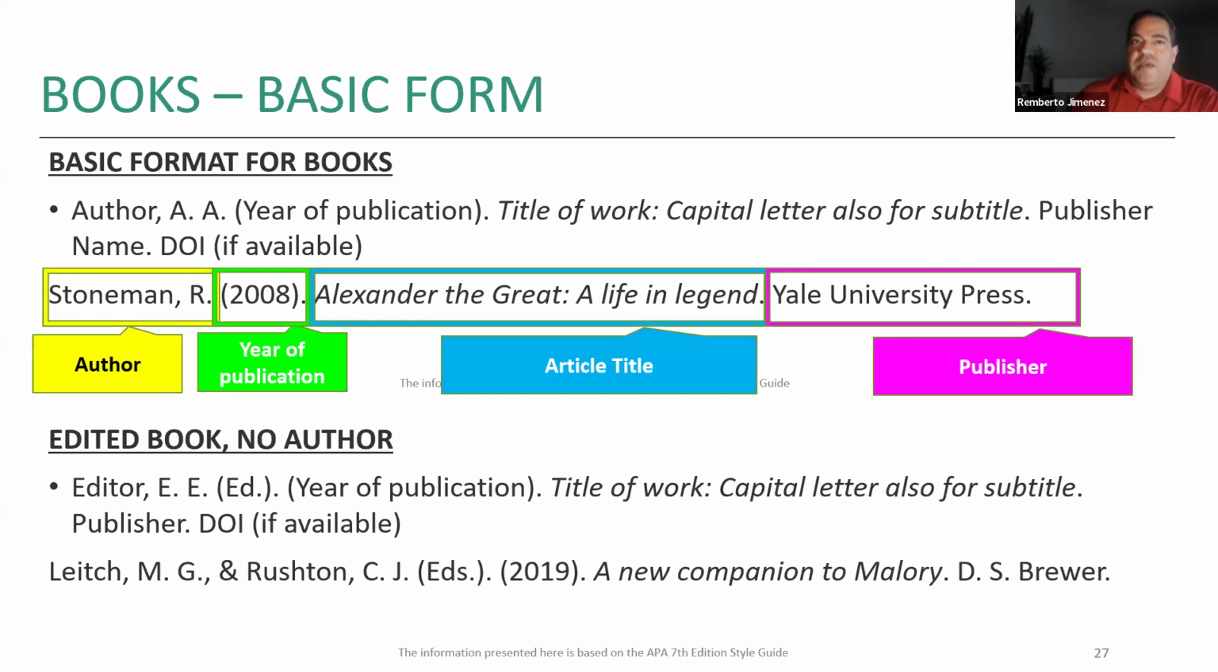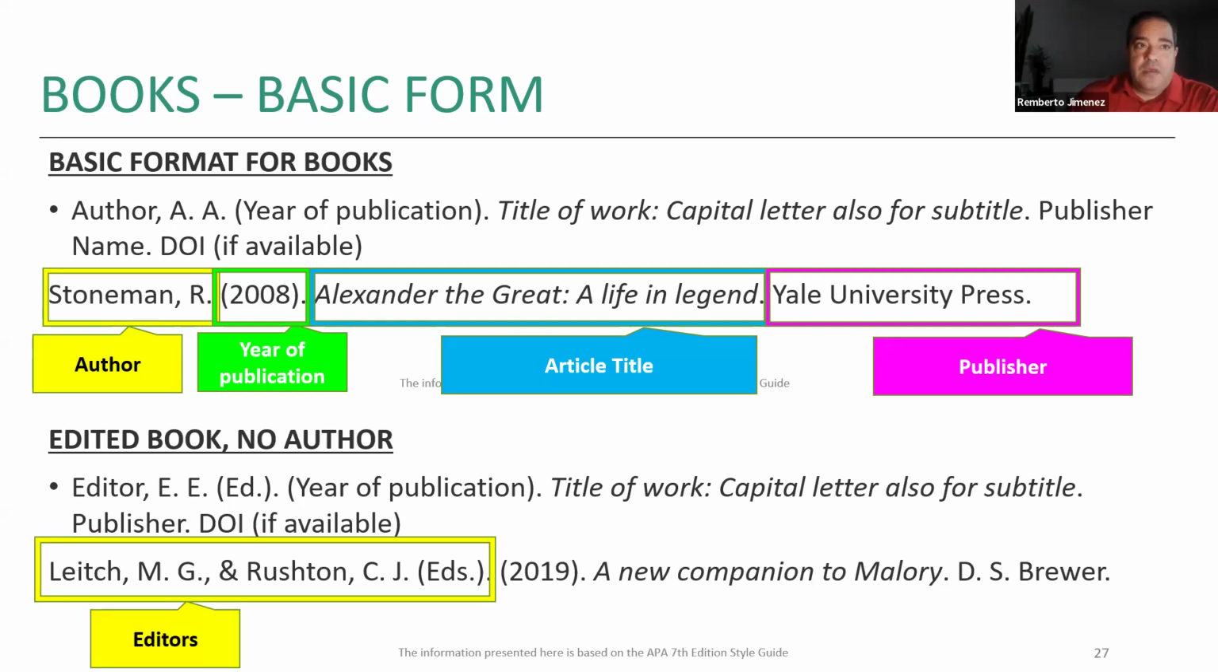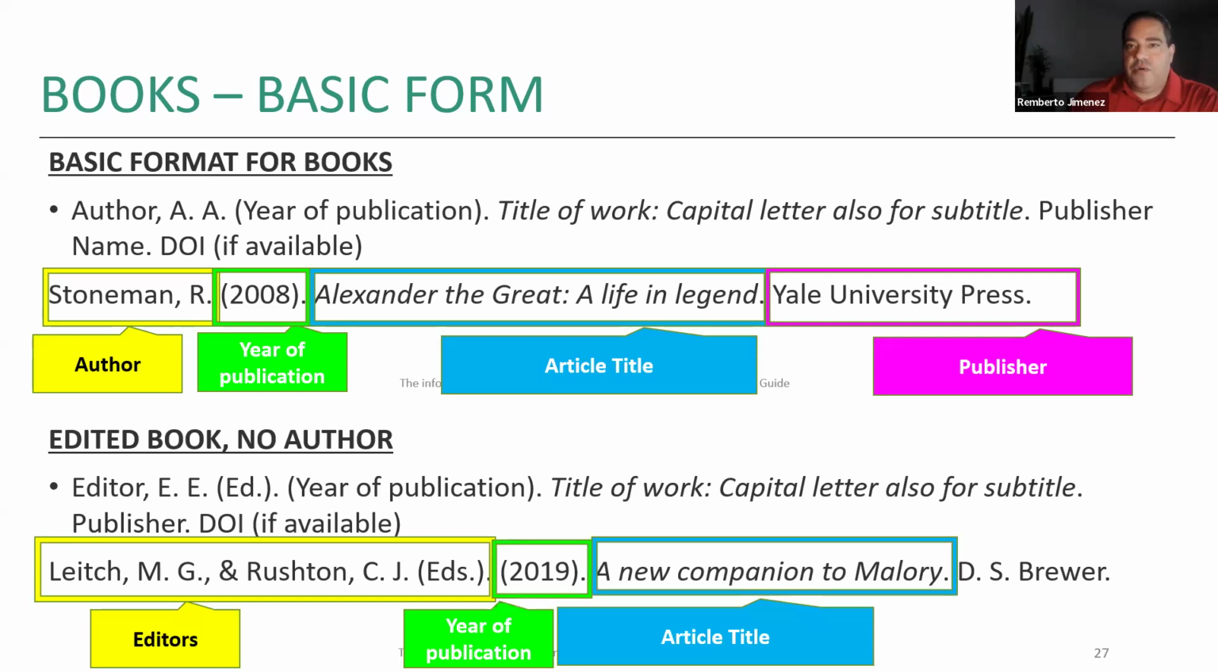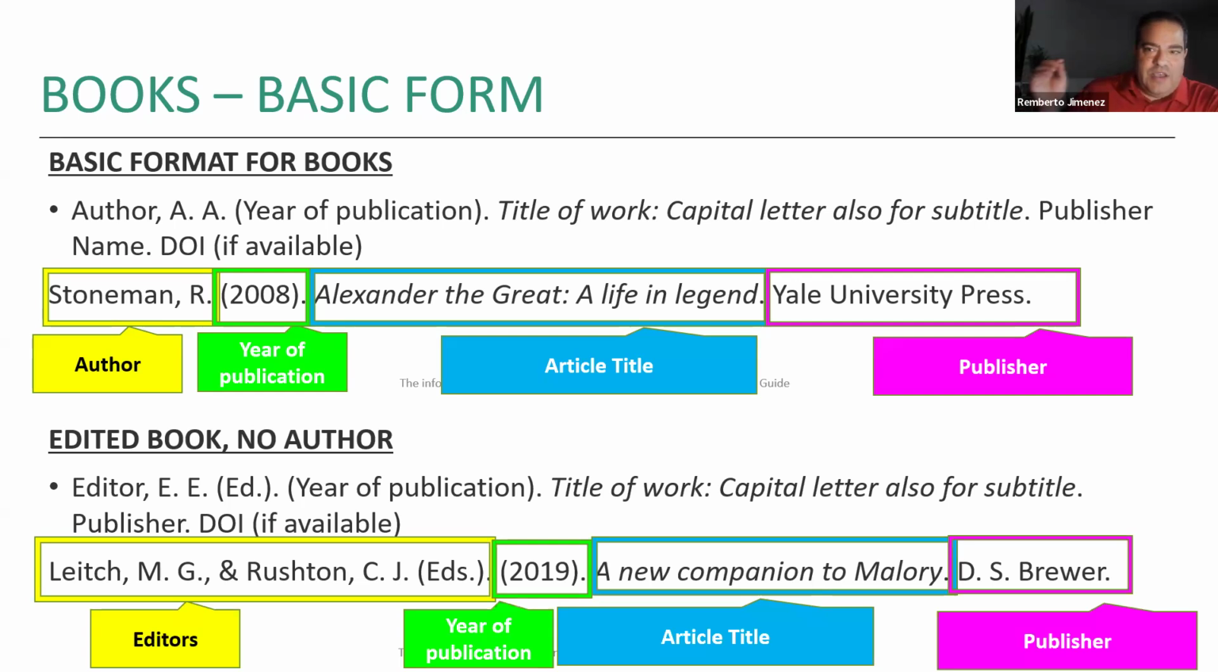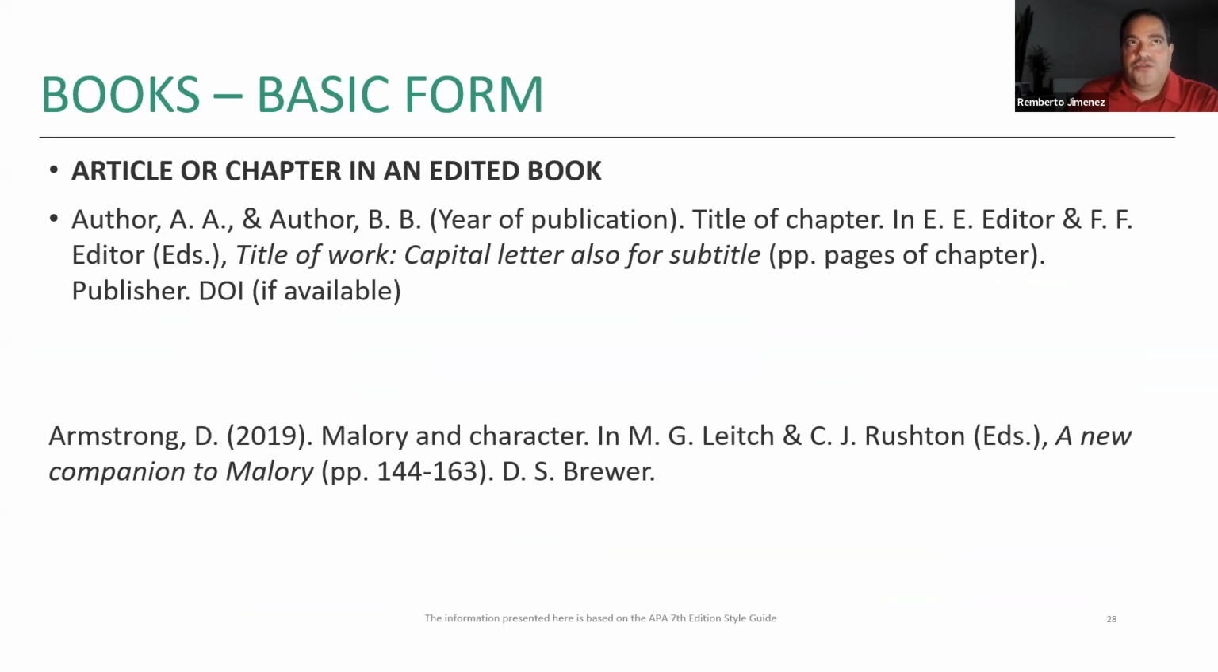Pretty straightforward. If it's an edited book, the editors go first, followed by the year, the article title in question, and the publisher. So again, it really varies greatly depending on the type of article that you're using. That's why, especially for your reference section, if you're not sure where to begin, you should be looking again at all your different options.